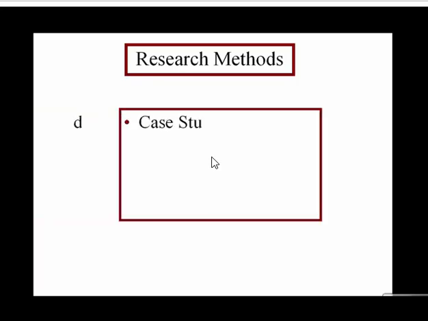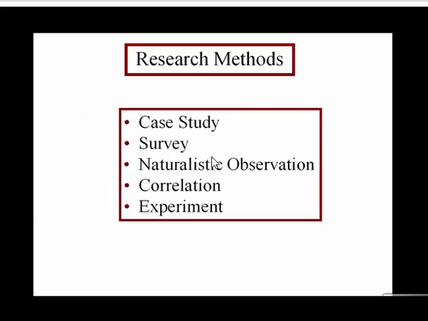In this lecture, we're going to learn about 5 basic research methods that are used by psychologists. These are not the only research methods, but they are the very common ones. Let's see what they are. First, we have a case study, a survey, naturalistic observation, correlation, and experiment. So what we'll be doing is we'll go through each one of these research methods, and I'll give you an overview of how they work and some of their positive and negative things.